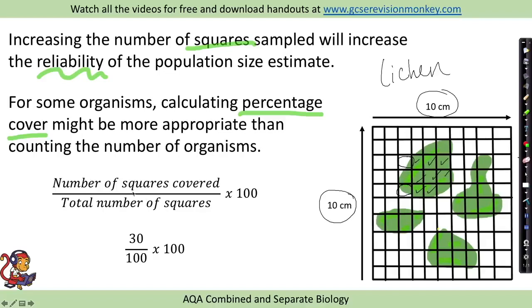So when we've got this, we use the equation: the number of squares covered divided by the total number of squares, times 100, and this will give us our percentage cover. So if I've estimated that 30 squares in total are covered by the lichen, there are 100 squares on the grid, so 30 divided by 100 times 100 will give us an answer of 30% coverage.